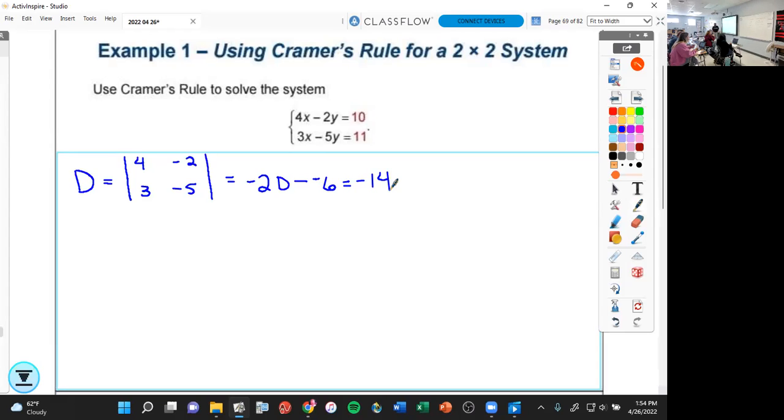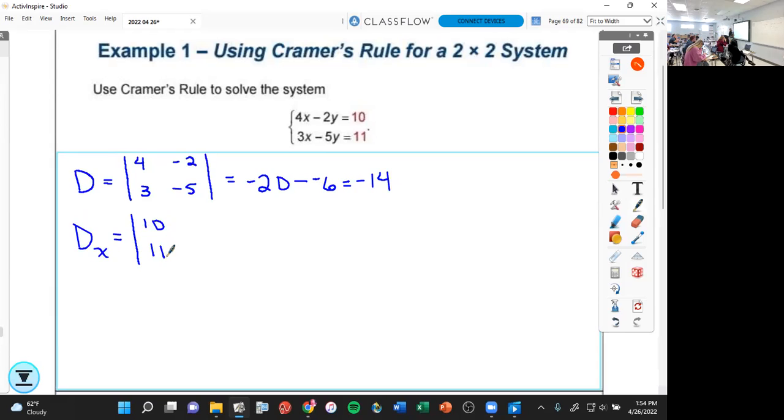I have two variables, x and y. So I need to determine my x determinant. But now we're going to talk columns. Most of the times we've been filling up matrices, we've been reading across, right? Let's do columns this time. What's my first column going to be solving for x? 10 and 11. What's my second column going to be? Negative 2, negative 5. Okay. Let's compute that determinant.